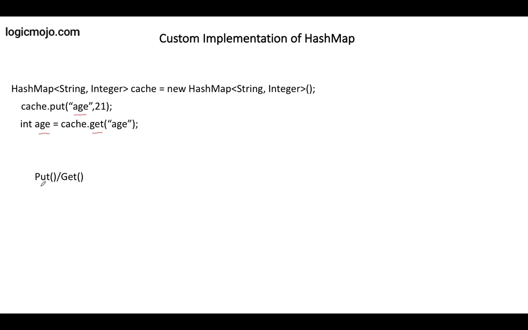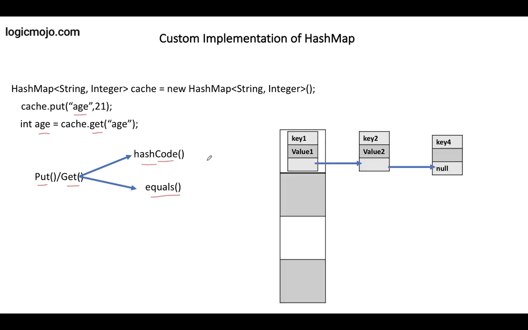But in these operations, put and get, there are always two internal operations involved, which are common to both of them, that is hashCode and equals. Even if you are performing the put operation or the get operation, always these two instructions are executed. So let's try to understand what these two instructions actually do in the HashMap.